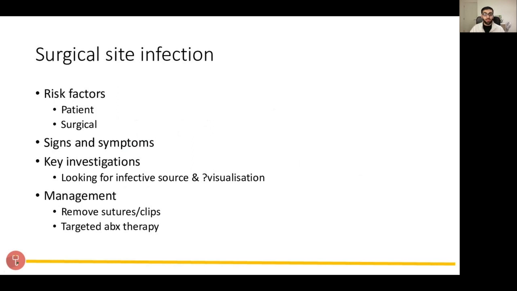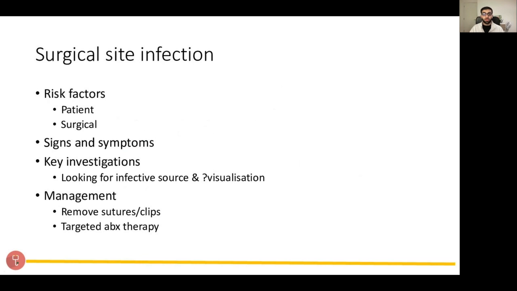In terms of key investigations, it's very important to look for an infective source and visualize. So this would take the form of wound swabs and cultures, blood cultures, and then relevant surgical site imaging. So for example, if you had surgery on the foot and you're worried about a surgical site infection, this would be AP and lateral x-rays, and potentially an MRI.